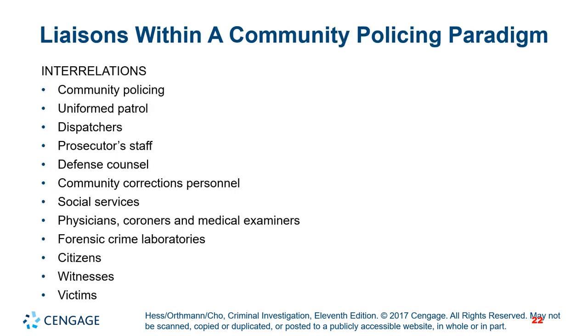There are a lot of liaisons within a community policing paradigm or community. You have interrelations with community policing, uniform patrol versus detectives, for instance, dispatchers, prosecutors' staff, defense counsel, community corrections personnel, social services, physicians, coroners, and medical examiners, forensic crime laboratories, citizens, witnesses, and of course victims themselves.